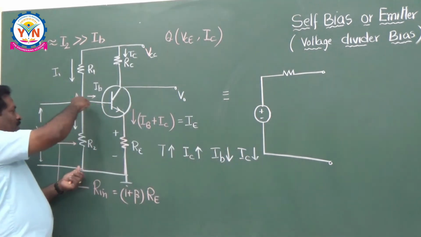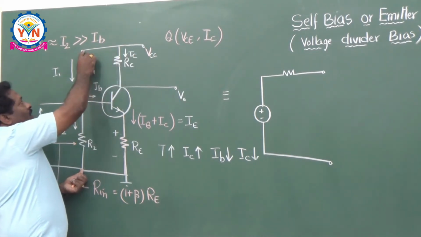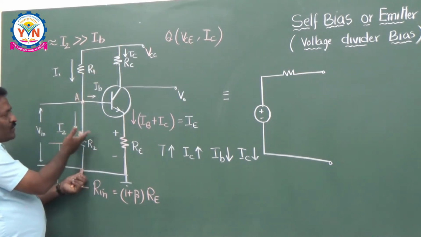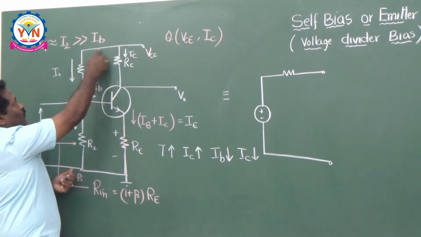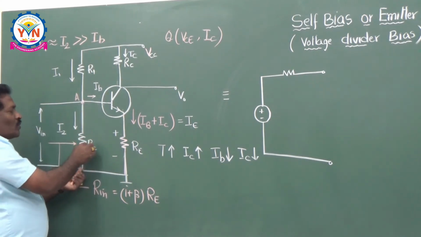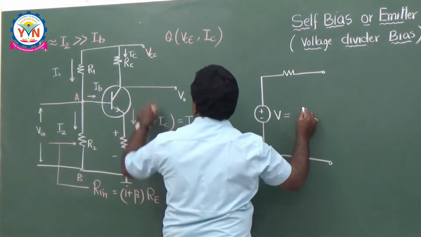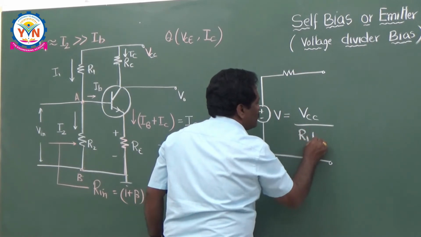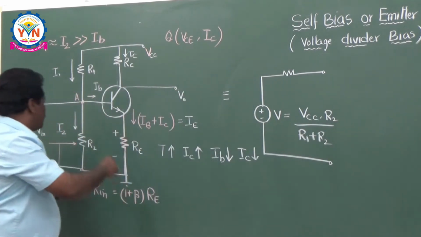This voltage source is nothing but the voltage across this. What is the voltage across this? The current flowing through this is nothing but the I2 or I1, whatever it may be. So I2 is equal to VCC by R1 plus R2. This is the current flowing through into R2. So that is the reason I can say, let it be, this is the voltage V. V is equal to VCC by R1 plus R2 multiplied with R2, because this is the voltage across R2 here.